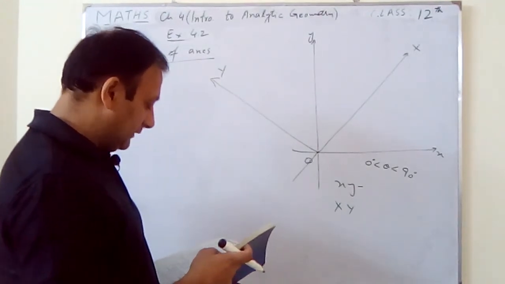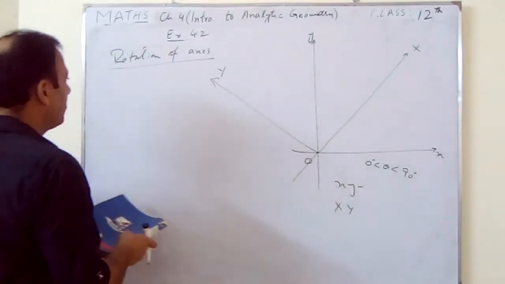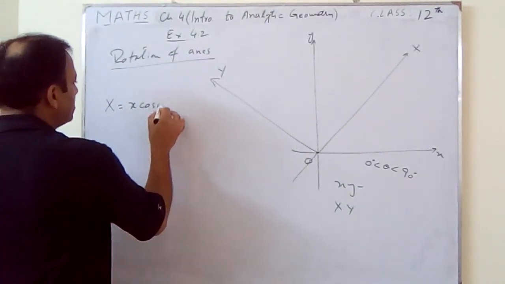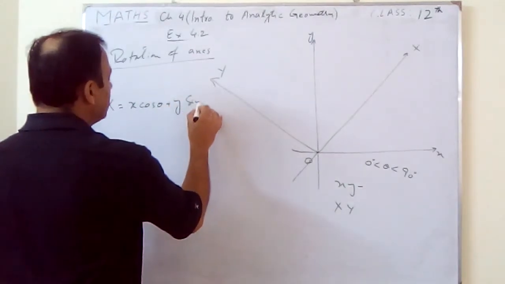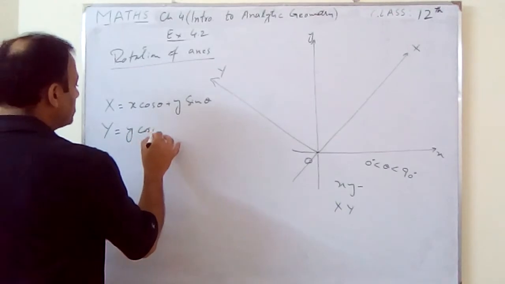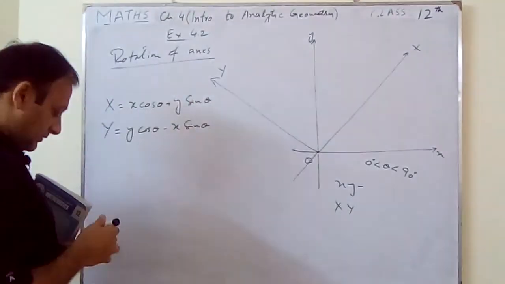So this is called the rotation. And for this we have a formula: capital X is equal to small x cos theta plus y sin theta, and capital Y is equal to y cos theta minus x sin theta.